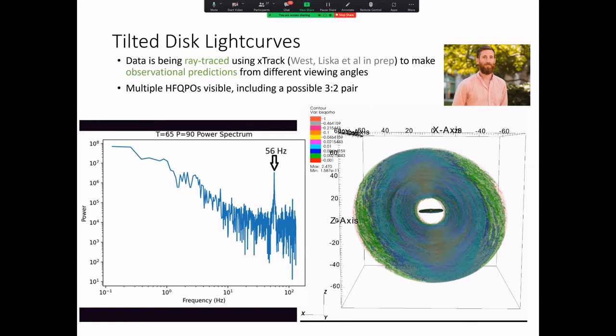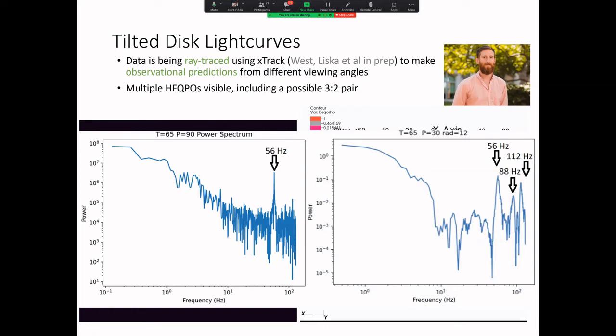Besides that, we've also dug a little bit in the data, looking from different viewing angles and see if we can see evidence for more QPOs. For example, in this case, we are focused at the emission within 12 RG. And in addition to the 56 hertz peak, that's everywhere very prominent, we also see some evidence of an 88 hertz peak, which would form a 3-2 pair with the 56 and 112 hertz peak. But these two peaks are still under investigation. We're still not entirely sure if this is statistically significant. So stay tuned, but it indeed looks very promising.